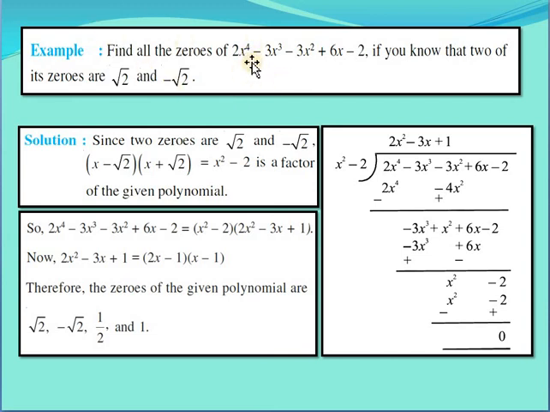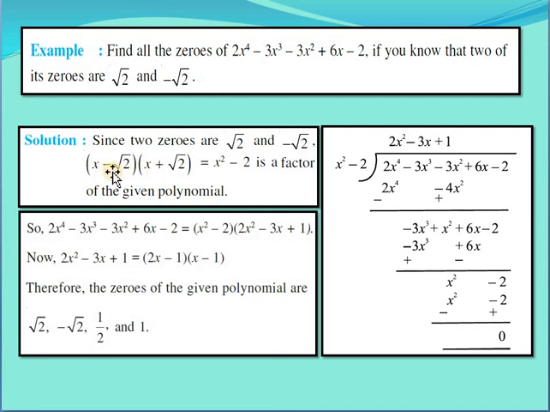Now the degree is 4, it means it can have 4 zeros at the most. So 2 zeros are given, you may get another 2 zeros. So what we need to do? We need to use our concept of factor theorem. If root 2 is a zero, then x minus root 2 is a factor. If minus root 2 is a zero, then x plus root 2 is a factor. It means it has two factors, x minus root 2 and x plus root 2. These two are factors of this polynomial.